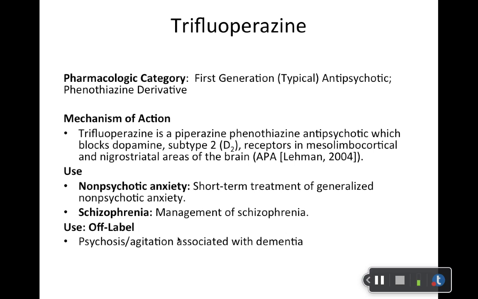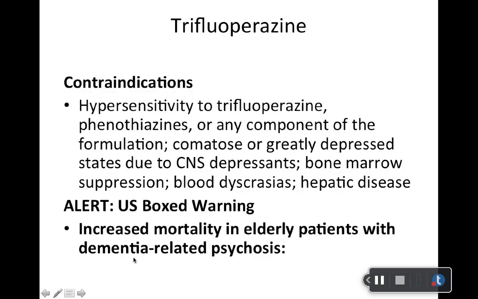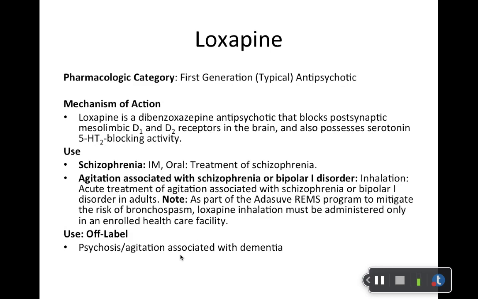Another first-generation antipsychotic. This one can be used for short-term non-psychotic anxiety, but this is not considered first line, though it is there. It can also be used for schizophrenia, and off-label for psychosis and agitation associated with dementia. Please read through the contraindications, and then the box warning is the same: increased mortality in elderly patients.